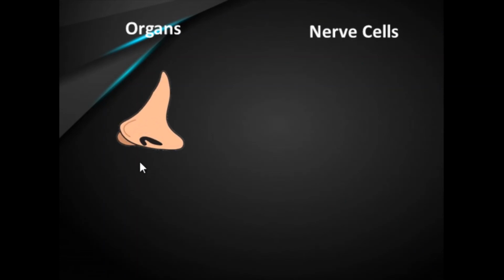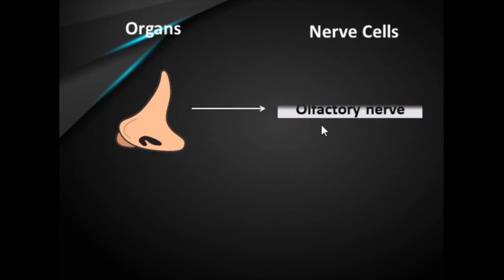What organ is this? Very good. It's our nose, and the nose is for the sense of smell. Good job. And what nerve is responsible for impulse transmission? Okay, we have here the olfactory nerve.